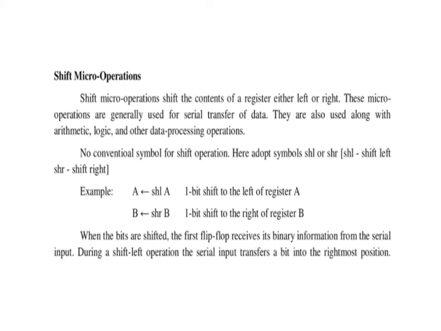During a shift operation, it can be shift left or shift right. During a shift left operation, SHLA is a one bit shift to the left of register A. SHRB is a one bit shift to the right of register B. So one bit is shifted to the right in the content of those registers. When the bits are shifted, the first flip-flop receives binary information from the serial input. During a shift left operation, the serial input transfers a bit into the rightmost position.